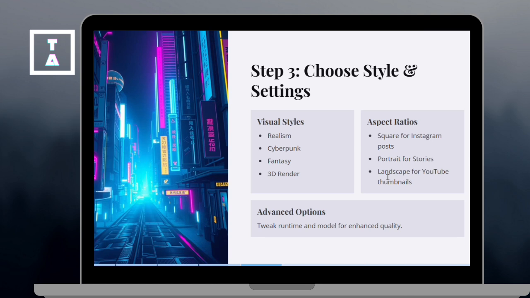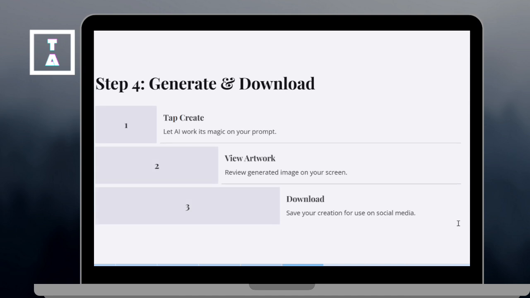Then after that, you can now generate and download the image. Just tap create and let the AI do its magic. And once generated and you're happy with the result, click download and share it, and add branding or text.